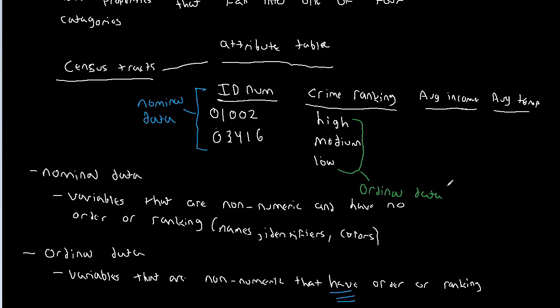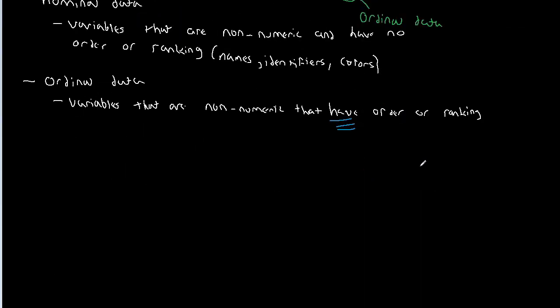Okay, so let's talk about the last two types of data. Let's talk about interval versus ratio. All right, interval versus ratio. So interval data and ratio data are both numeric. The difference is how they treat the 0 position in that data set.